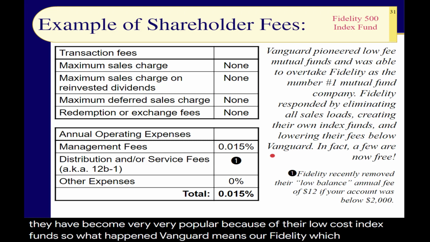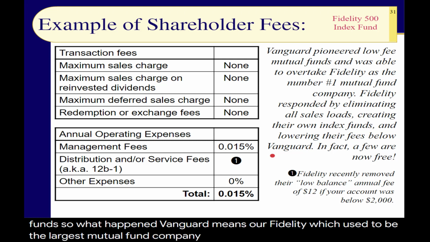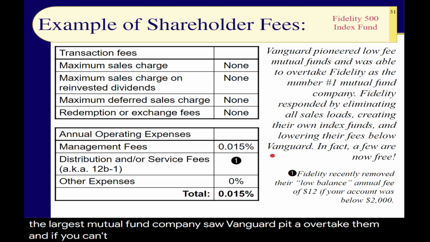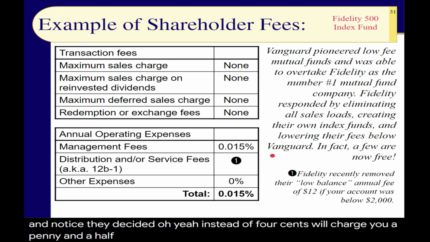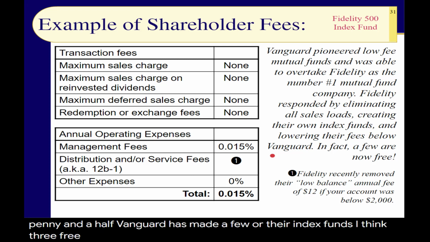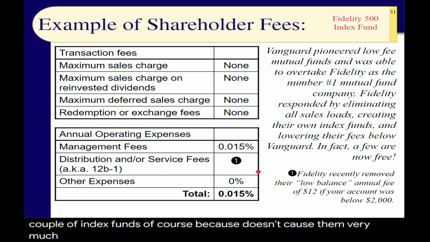Fidelity, which used to be the largest mutual fund company, saw Vanguard overtake them, and if you can't beat them, join them. So they created their own index funds, and notice they decided, oh yeah, instead of 4 cents, we'll charge you a penny and a half. And as we said, Vanguard has made a few of their index funds, I think 3, free. It's 0. I forget which ones, but there are a couple of index funds, of course, because it doesn't cost them very much money to run the darn things.